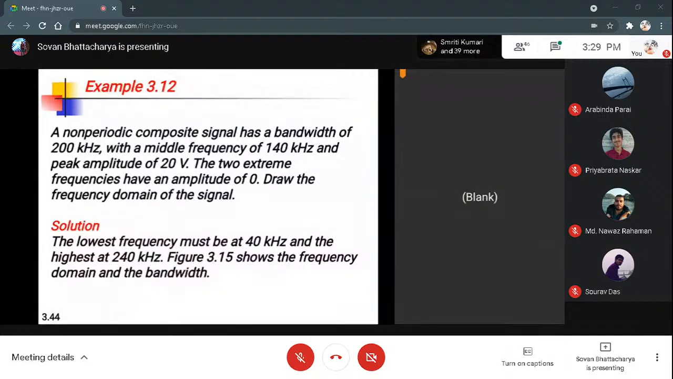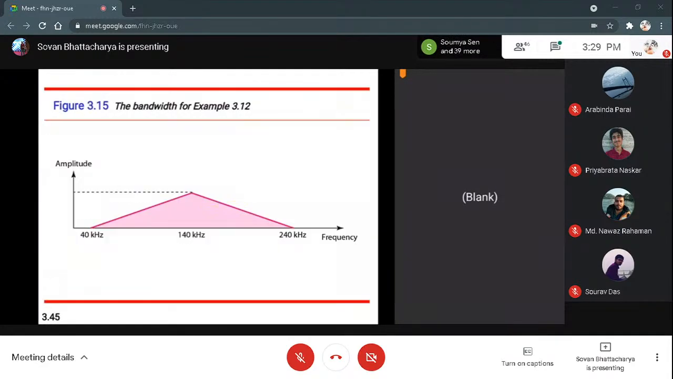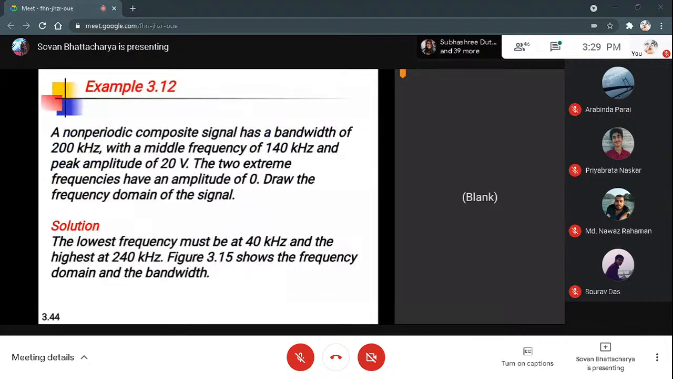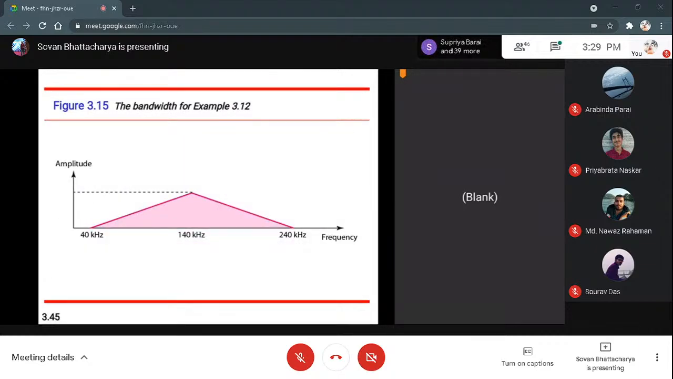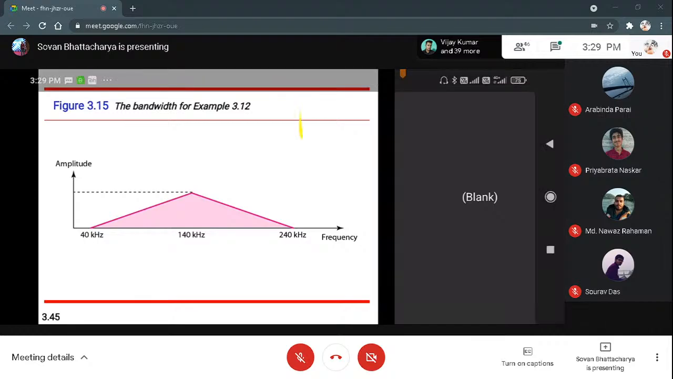And the two extreme frequencies have amplitude 0. So at 40 and 240, the extreme frequencies, the amplitude is 0, and at the middle it is your peak value of 20 volts. So at the place of 40 it is 0 amplitude, and at 240 it is also 0. Okay, so this is the spectrum. It's clear.